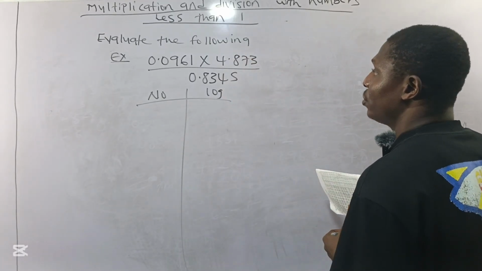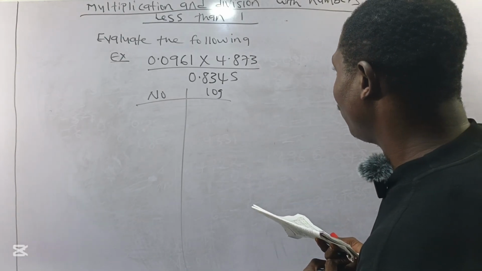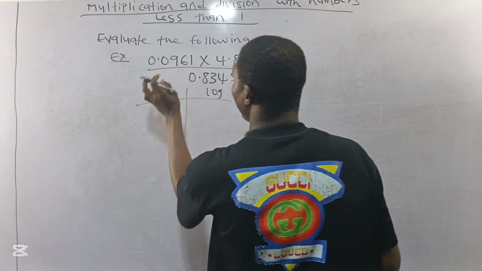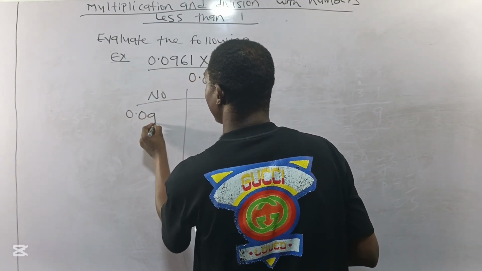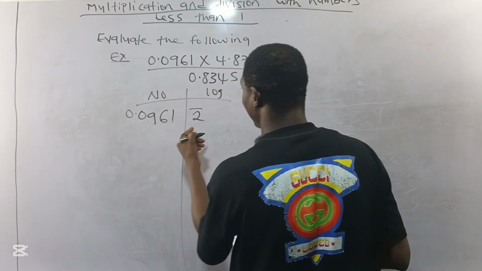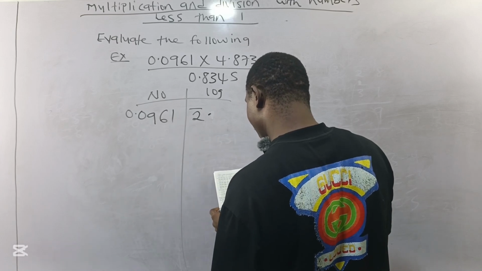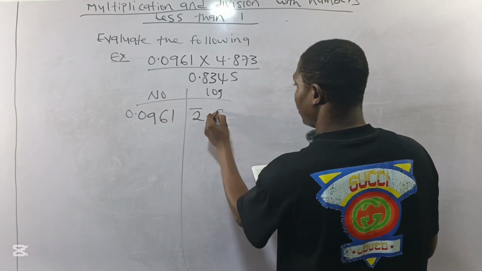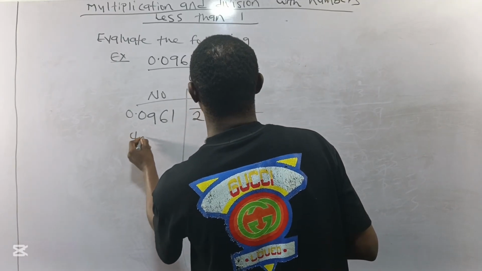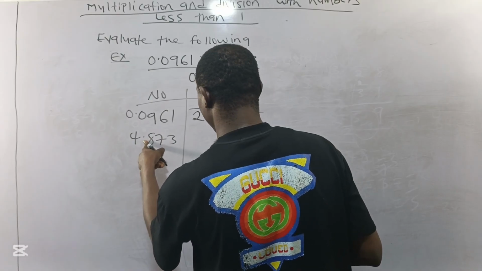We have 0.0961 times 4.873 all over 0.8345. We have to solve again. Remember, without the use of calculator. We have this 0.0961. 2 zeros for the real number give me bar 2. 96 under 1. 96 under 1 is 9827. 9827. And we also have 4.873. 1 real number before the decimal point.